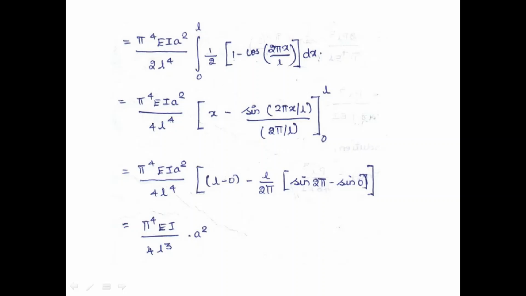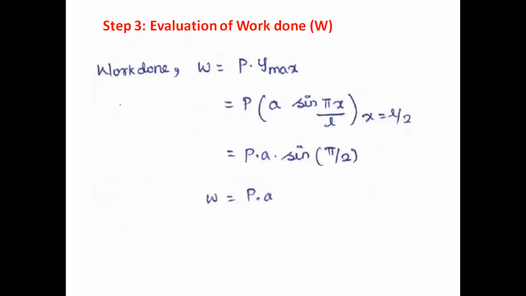So now let us see what will happen for the work done. Since we have only a point load, the expression for work done is P into Y max. We know that when you evaluate the deflection at x equal to L by 2, that will be the maximum deflection. So in A sin pi x by L, we have to replace x by L by 2. So you will get A sin pi by 2, which is equal to 1. So the work done will be P into A.